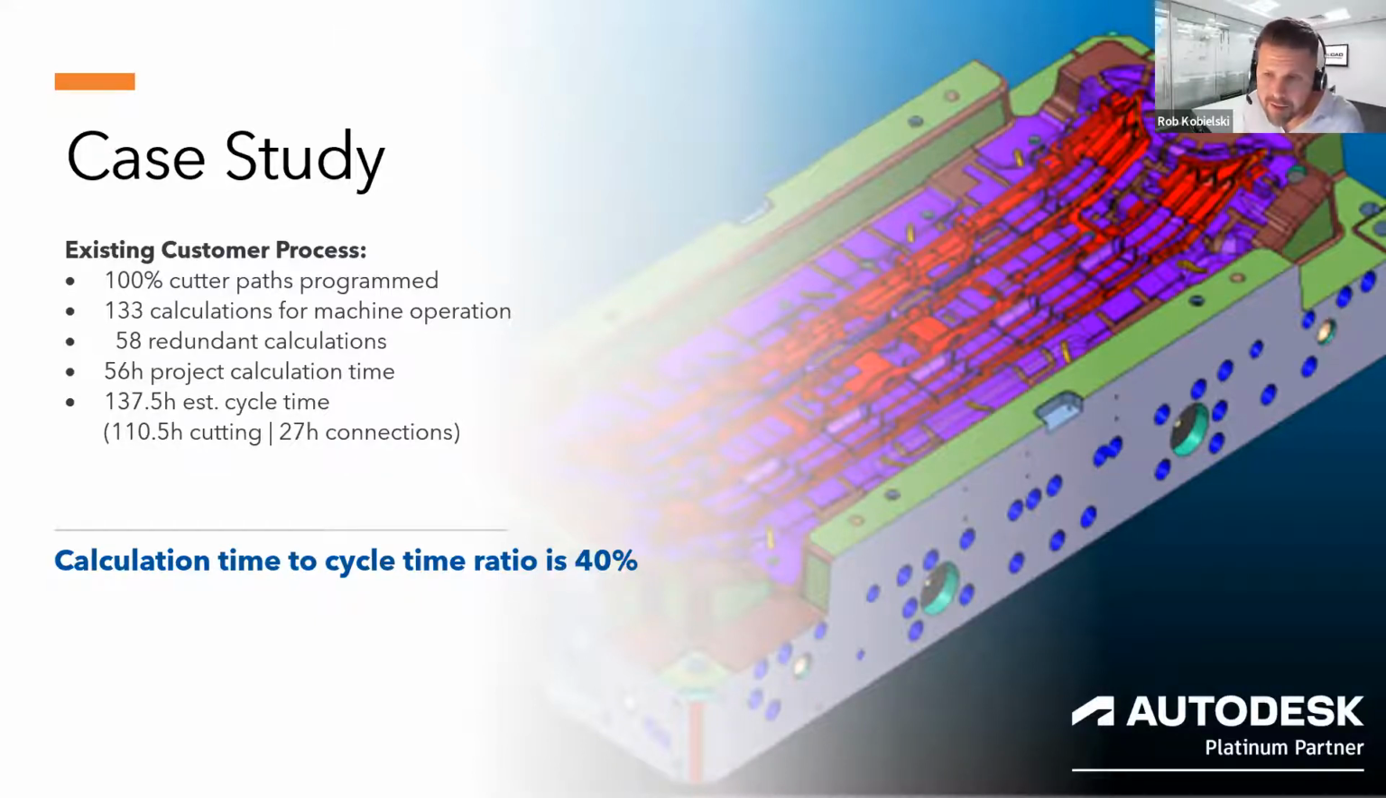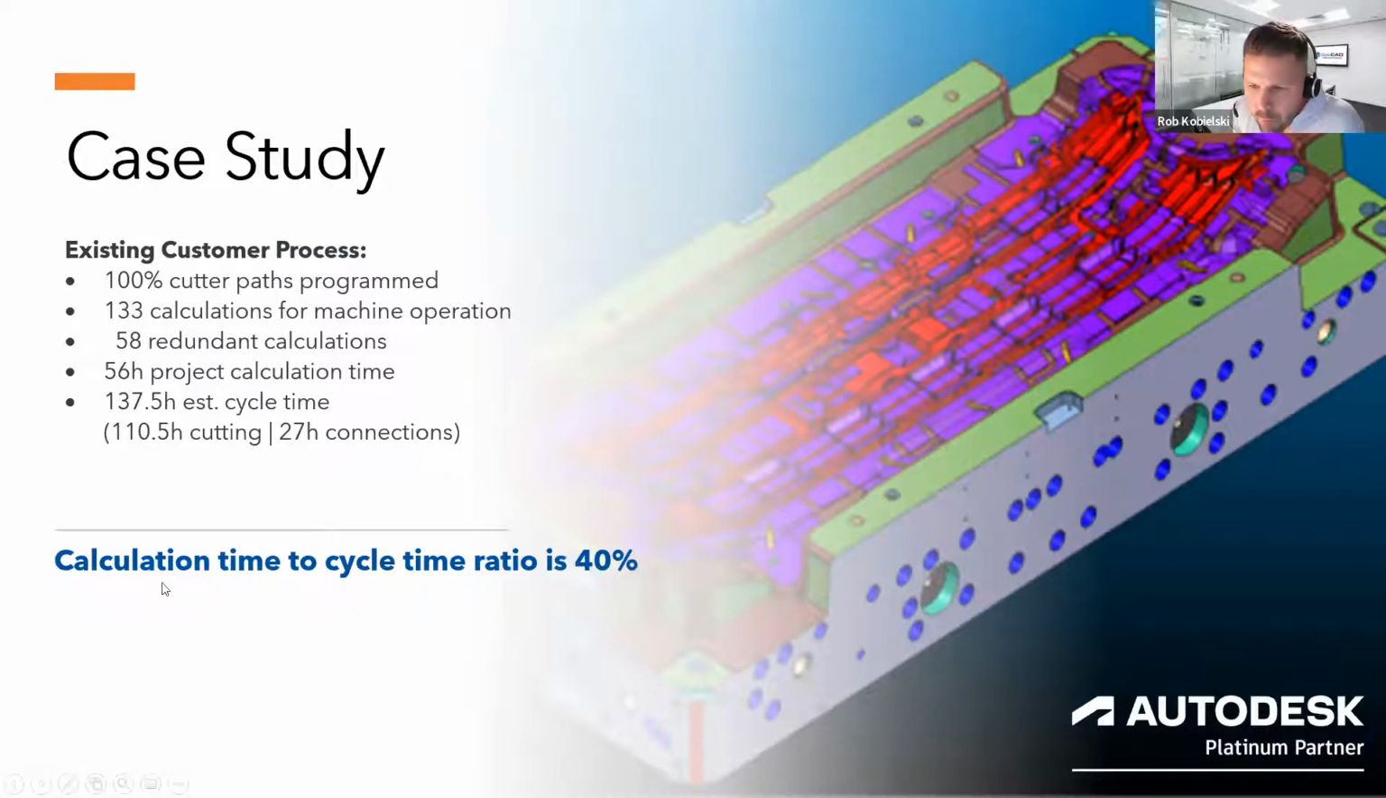It took about 56 hours in total project calculation time, and that was actually spread out over 10 different shifts at this company. PowerMill was estimating 137.5 hours of cycle time, of which 110 was cutting time and 27 hours was connection time. Okay, and of course, connection time is very important. You cannot eliminate connection time because that's how you're going to safely engage the material without destroying your cutter, right? But these are all items that they wanted to have brought into an automated state.